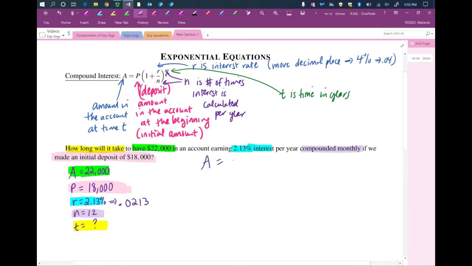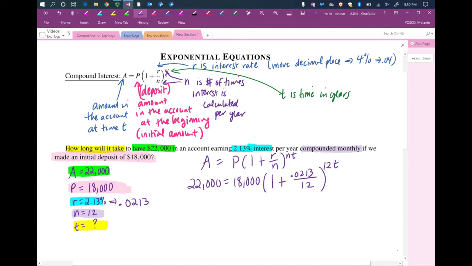We know A equals P times (1 plus R over N) to the NT. So we're just going to fill in each piece. 22,000 equals 18,000 times (1 plus R). So we use 0.0213 divided by N. N is 12. And my power is N times T. So 12 is N, and my T, I don't know what it is. I'm going to call it T. So I'm going to solve this equation.